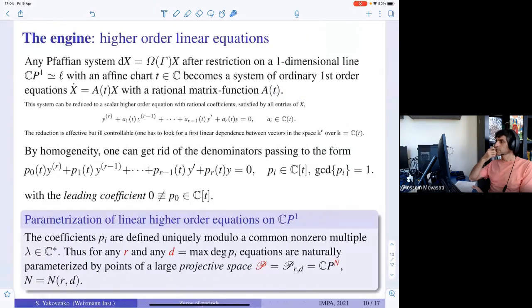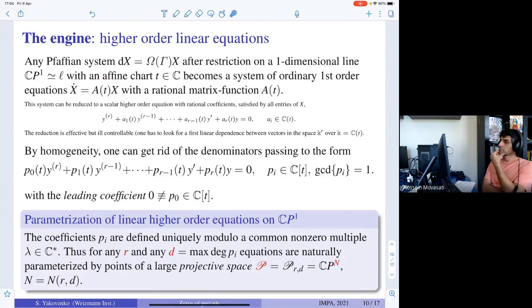And now I will talk a little bit about the engine. So the engine is a quantitative study of higher order linear differential equations. So how do we get to those equations? We take our Pfaffian system and we take any line on which we are going to restrict it. Then everybody knows that after this restriction, the Pfaffian system becomes a system of first order ordinary differential equations with a matrix of coefficients A of t, rational.